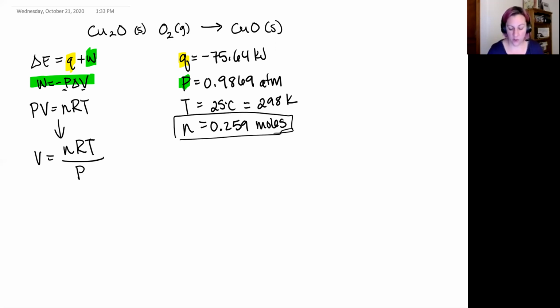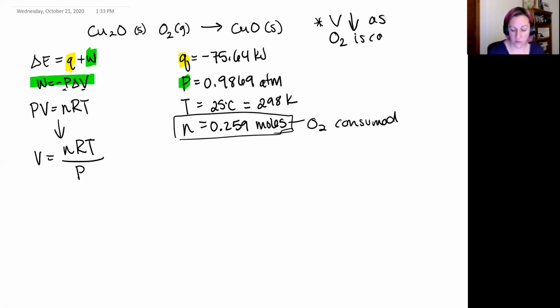And this is the number of moles of oxygen consumed. What will happen here is the oxygen will be consumed in the reaction, so it will become part of that copper oxide in the product, and so it will decrease. So we're going to see our volume decrease as that oxygen is consumed. So let's figure out what that volume of oxygen is that participates in this reaction.